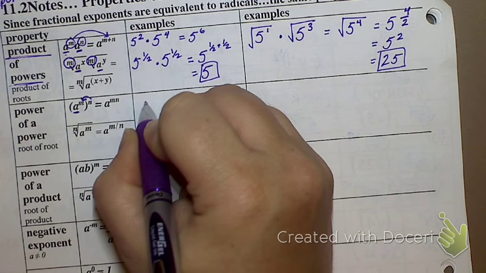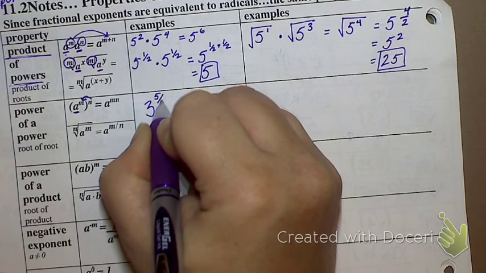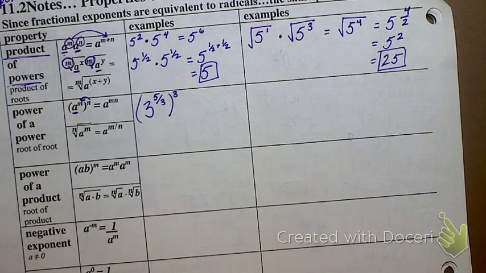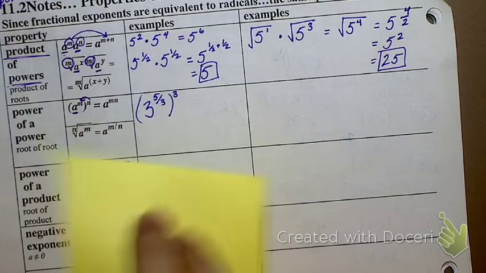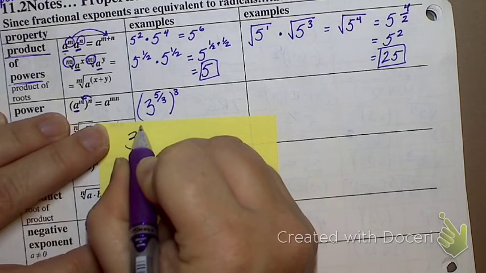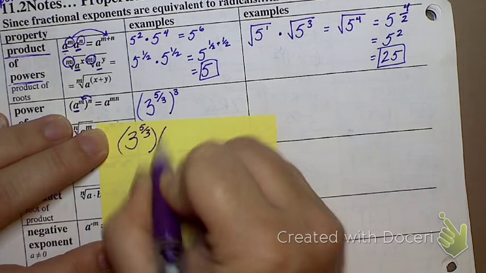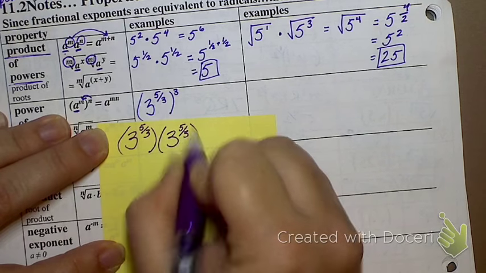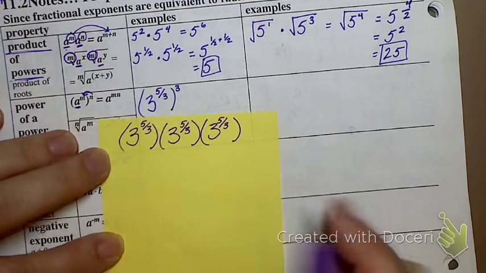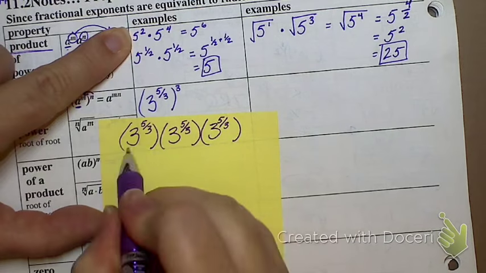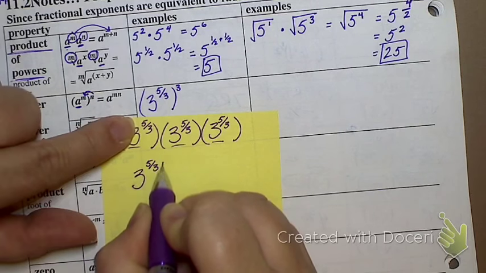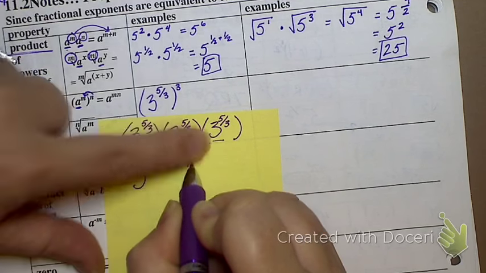If I had 3 to the 5/3 cubed. Now, let me show you the long way of thinking about this one. Ready? The long way of thinking about that is if this is what's being cubed, that means it's 3 to the 5/3 times 3 to the 5/3 times 3 to the 5/3, right? Isn't that what it means to be cubed? To be multiplied 3 times? Well, if I use the rule from up here, I've got some matching bases, right? So that would be 3 to the 5/3 plus 5/3 plus 5/3.